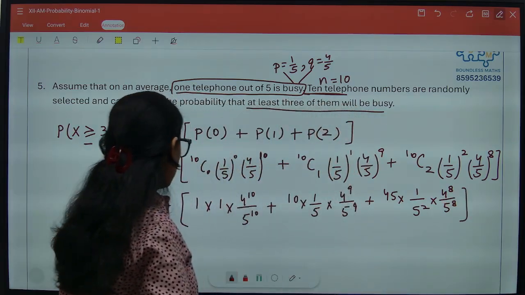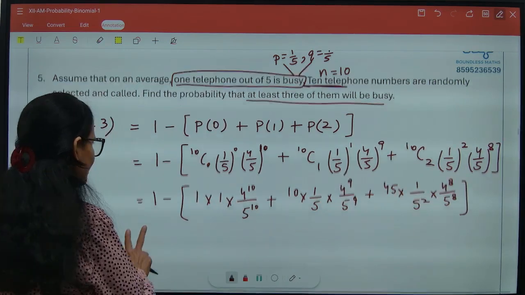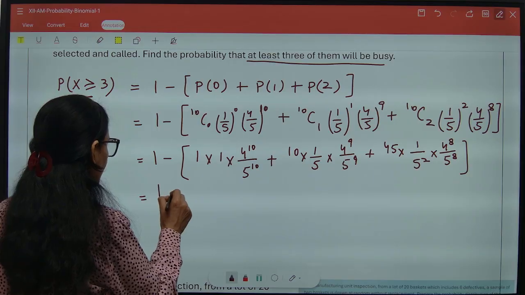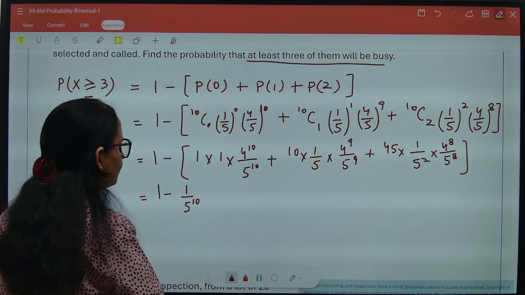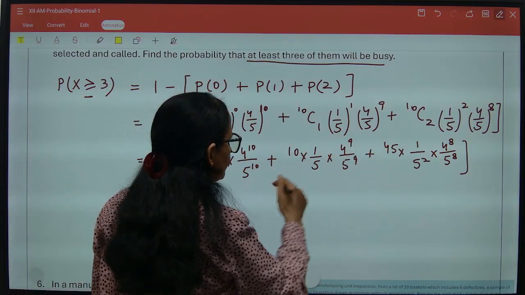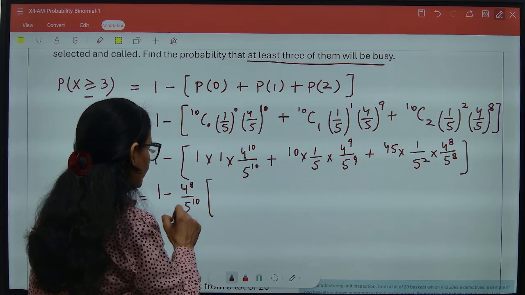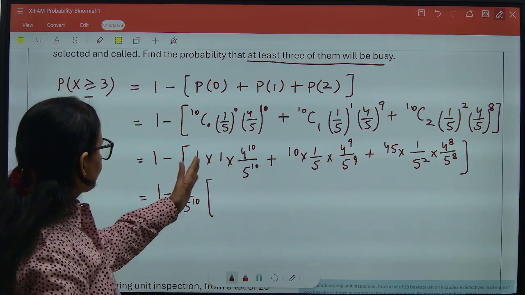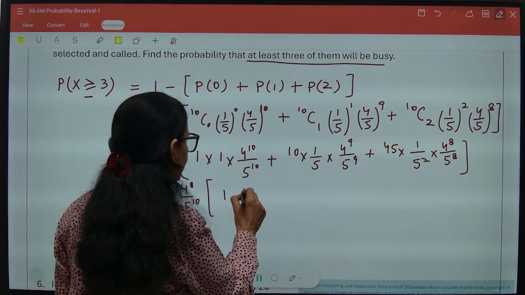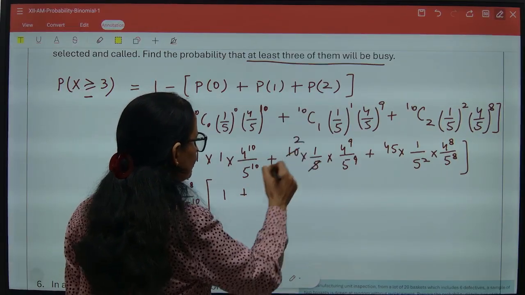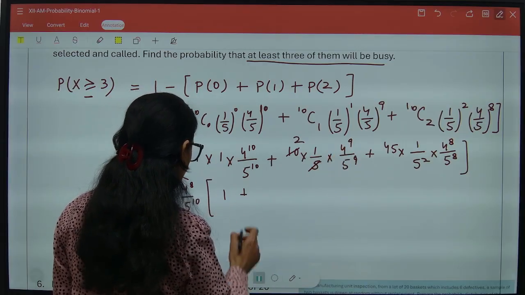Now as we can see in all these terms, there is 5 to the power 10 in the denominator. So let's take it out. 1 minus 1 by 5 to the power 10. And in the numerators we can take 4 to the power 8 out. So it becomes 4 to the power 8 upon 5 to the power 10. So let's write what is left inside the bracket. 1 plus 5 to the 10. 4 to the power 8 is gone out.